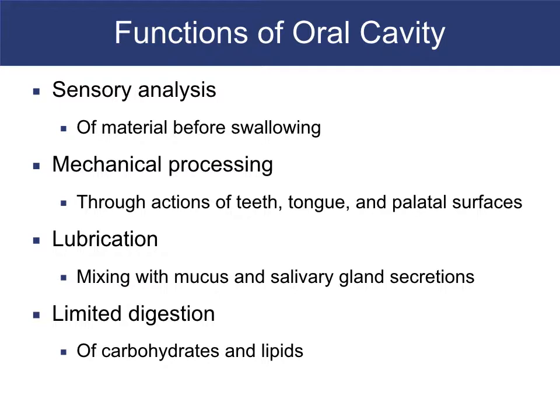We then chew it up. We mash it back and forth. Our tongue moves it from side to side. Our palate works on it to move it around. And in the process, it gets lubricated. It mixes with mucus and the spit glands, the salivary glands, which we'll talk about in just a minute. There is some digestion. Some of the actual breakdown of carbohydrates and lipids happens in your mouth.